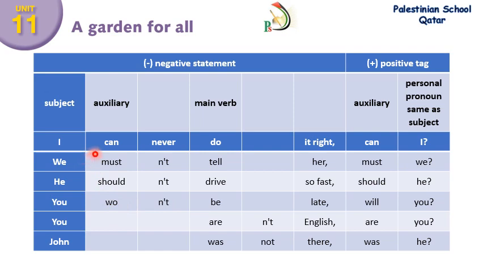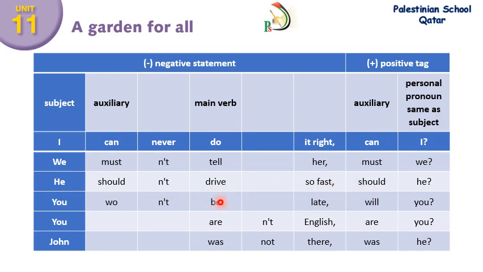Look here. I can never do it right. Can I? Negative statement with not or never. Same meaning, not, never. I can never do it right. Can I? We must not tell her. Must we? Personal pronoun, same as subject. We must, auxiliary.